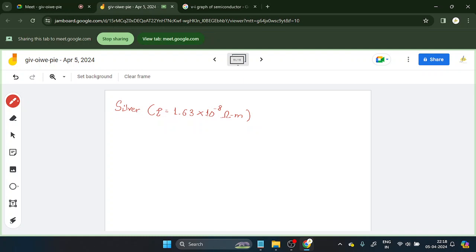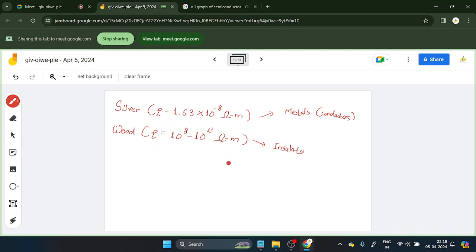Whereas for wood, an insulator, it is going to be really very high: 10 to the power 8 to 10 to the power 11 ohm meter. See how high it is. So for insulators it is really very high. This was for metals, which are conductors, whereas wood is a non-metal, an insulator.